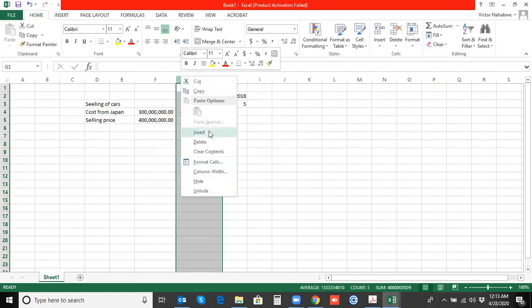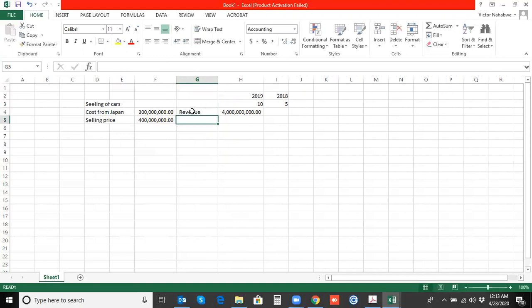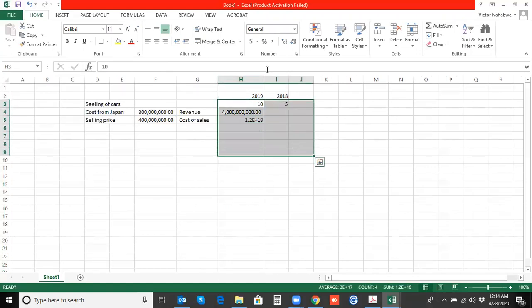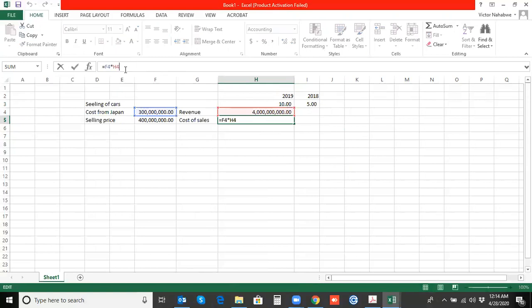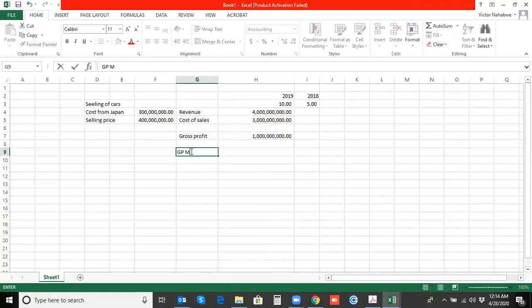And then this is my revenue. And then my cost of sales is going to be 10 times 300 million, which gives me 3 billion. So the gross profit is 1 billion. The gross profit margin is 1 billion out of 4 billion, which is 25%.